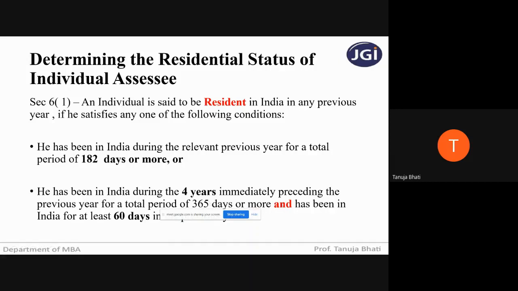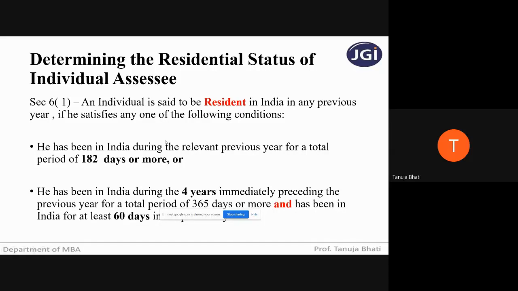If it is 365 days or more, and when it is "and", it means the first two lines and the last line both have to be fulfilled. If he is and has been in India for at least 60 days in the previous year. So this is the previous year. So he's been in India for at least 60 days in the previous year. And what is the previous year? A year which is immediately preceding the assessment year. So at least he has to be 60 days in the previous year. And leaving the previous year, before that 4 previous years, his stay has to be 365 days or more.